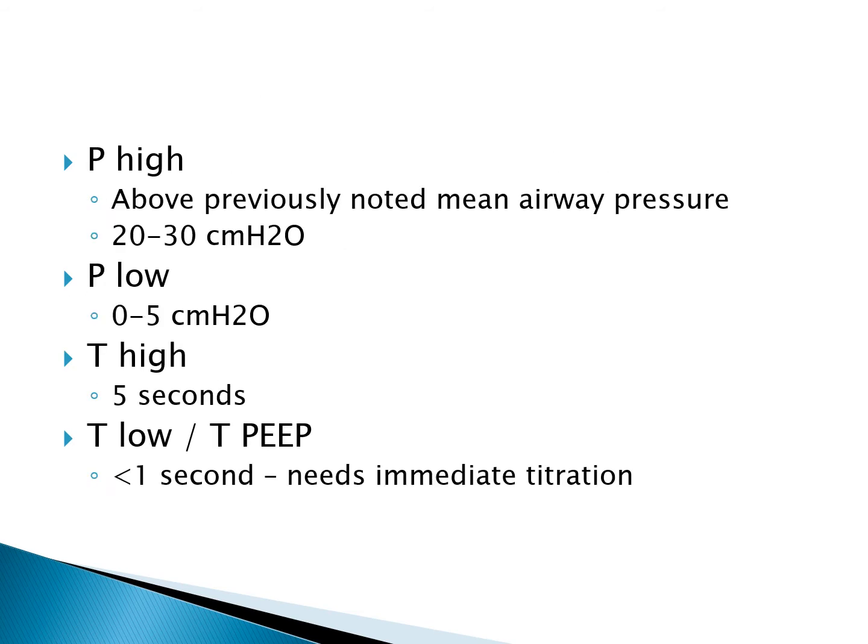In terms of initial settings, I'll go through them in order, but I would suggest that your P high should be above the previously noted mean airway pressure. Typically values of 20 to 30, more often leaning towards 30 centimeters of water, are appropriate starting points for most patients. P low or PEEP, depending on which mode of ventilator you've got, should be between 0 and 5 centimeters of water. T high, I would plump for approximately 5 seconds initially, and your T low or T at PEEP should be less than 1 second, but that's going to need immediate titration.